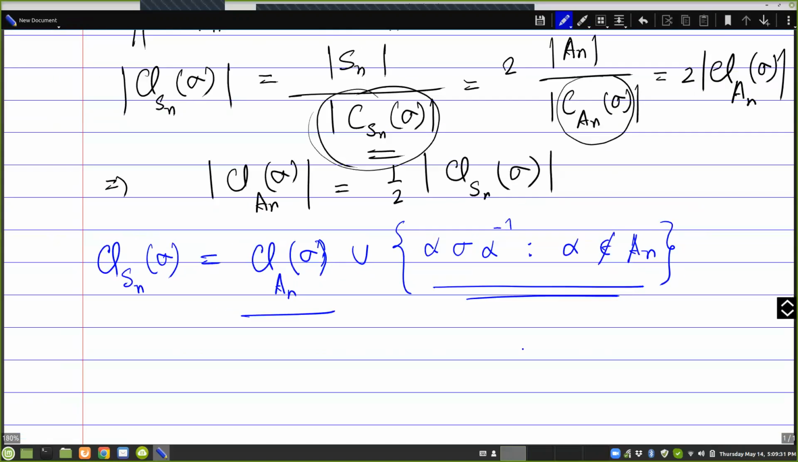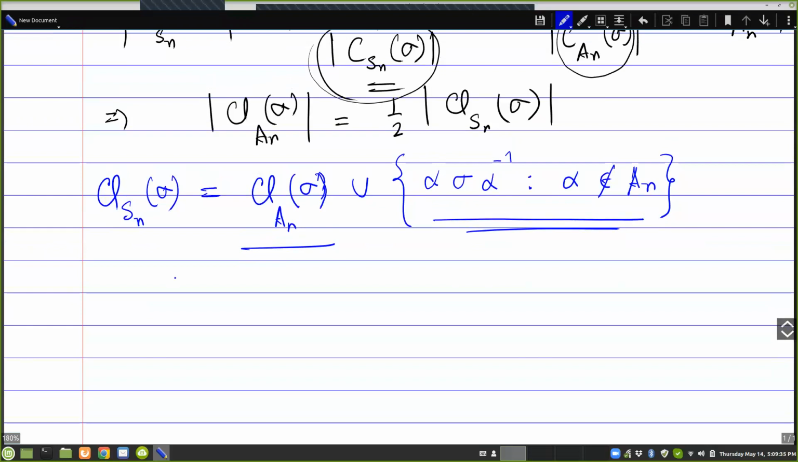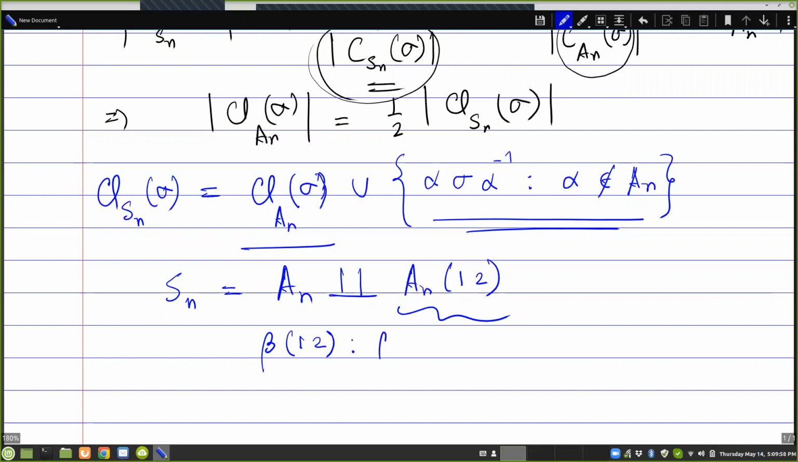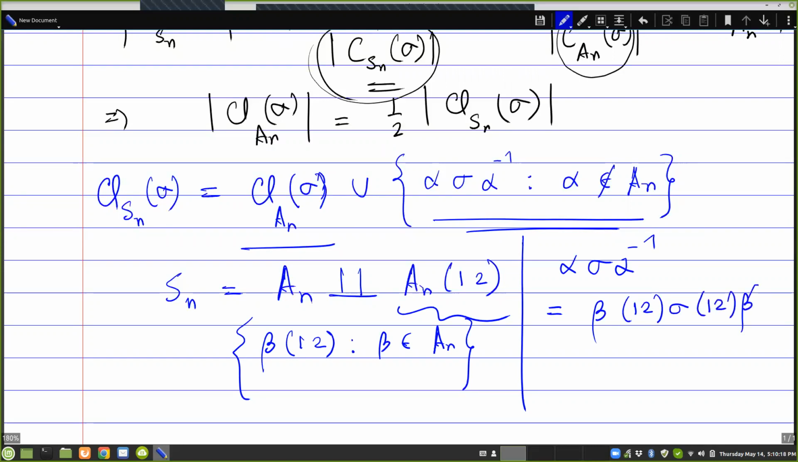Now let us recall that Sn has the following coset decomposition: An and then An (1 2). So all odd permutations lie here, and the set of all odd permutations is precisely this set. Therefore, when alpha is odd, alpha sigma alpha inverse is basically beta (1 2) sigma (1 2) beta inverse.